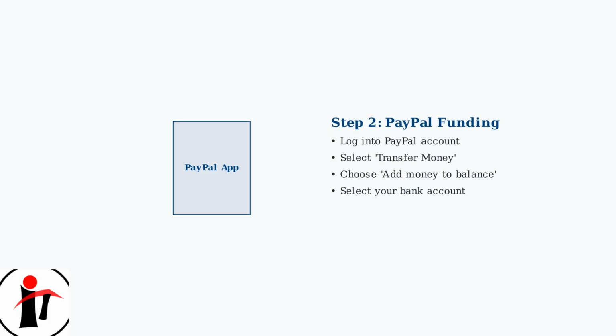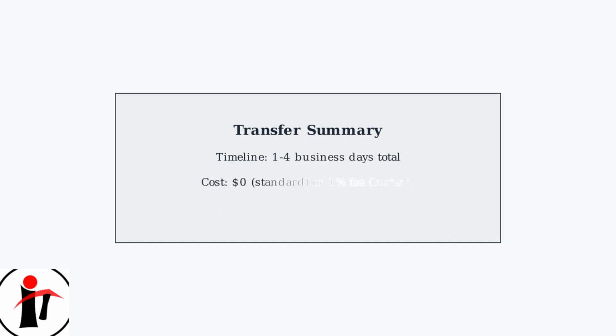section. Select Add Money to Your Balance and choose your linked bank account. This complete process typically takes 1 to 4 business days total. The only potential cost is the 1% fee if you choose instant transfer from Apple Cash, with a minimum of 25 cents and maximum of $10.